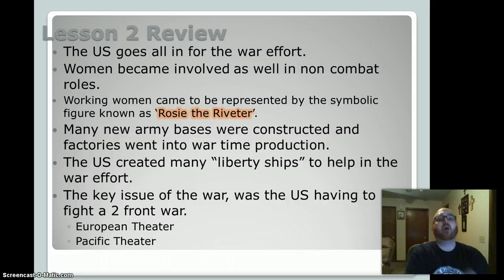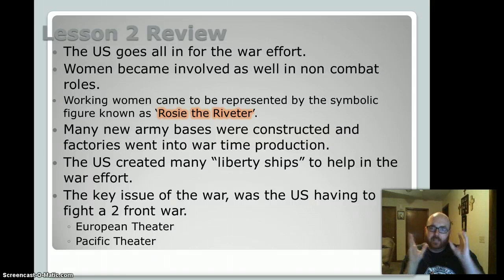Women became involved as well in non-combat roles. They did everything in the Army, Navy, Air Force, but actual combat. Okay, working women became represented by Rosie the Riveter. Yes, we can do this. We can do it. All right, so many new Army bases were constructed, and factories went to wartime production.